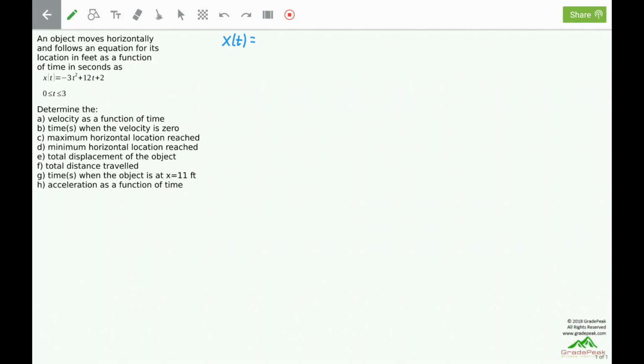Our position as a function of time, x of t, is negative 3t squared plus 12t plus 2. For part A, we want to find the velocity as a function of time. The velocity as a function of time is the derivative of the position as a function of time. The first term is a power. We'll bring down the power, multiply with the negative 3, subtract 1 from the power. The second term is a constant times t. The derivative will be the constant. The third term is a constant with no t. The derivative will be a 0. Our velocity as a function of time will be negative 6t plus 12.